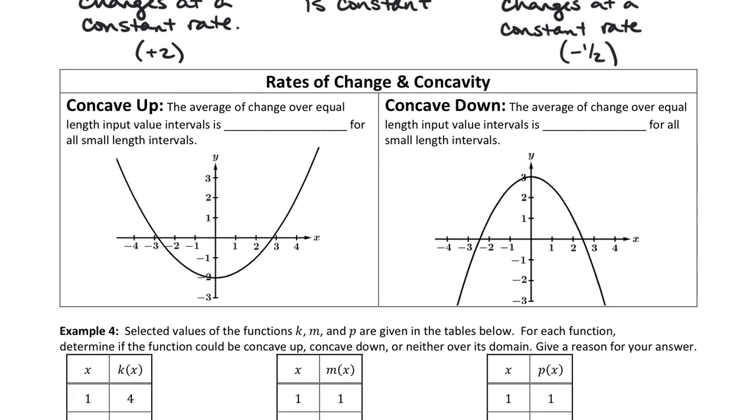If a graph is concave up, that means that the average rate of change over equal length input value intervals is increasing. Oops. Can I get a pen, please? Okay, so this is our increasing average rate of change because it's concave up.